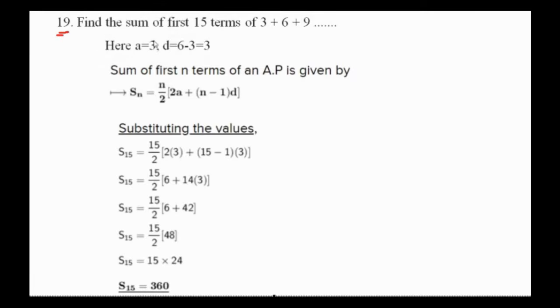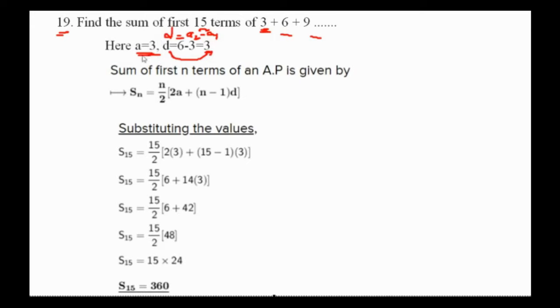19th question. Find the sum of the first 15 terms of 3, 6, 9, and so on. It is an arithmetic progression because the difference between any two consecutive terms is the same. So we have to find the sum of 15 terms. This progression starts with 3. So we know that a is 3, because in an arithmetic progression a is always called the first term, and d is a2 minus a1, where a2 is the second term and a1 is the first term. 6 minus 3 is 3. So a is 3, d is also 3.